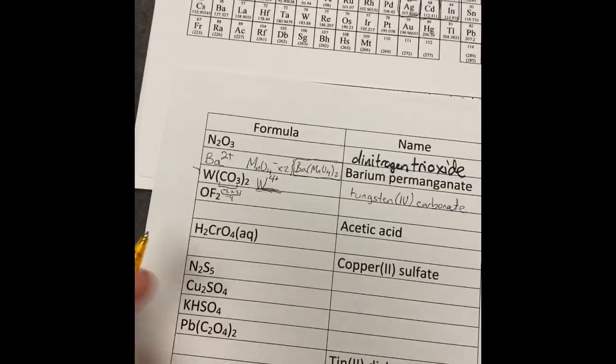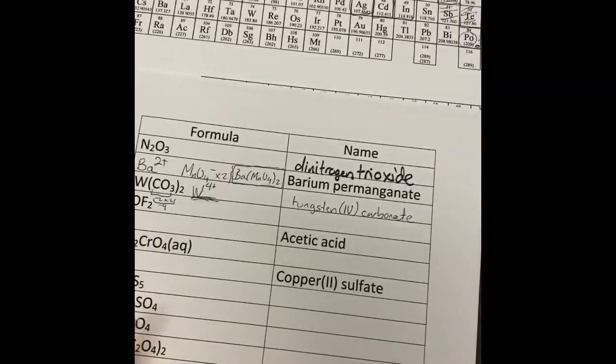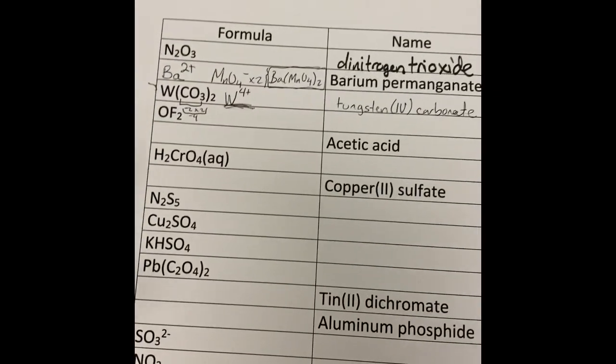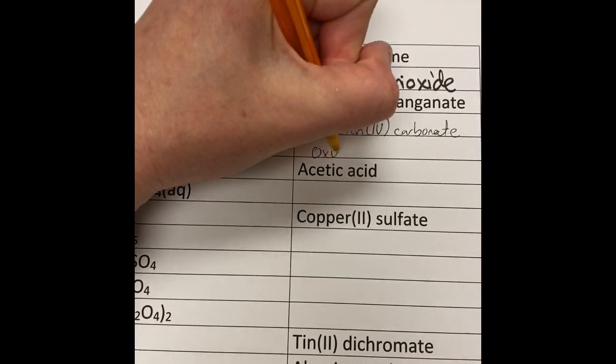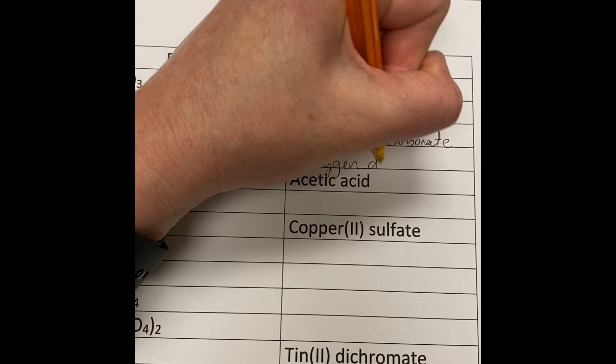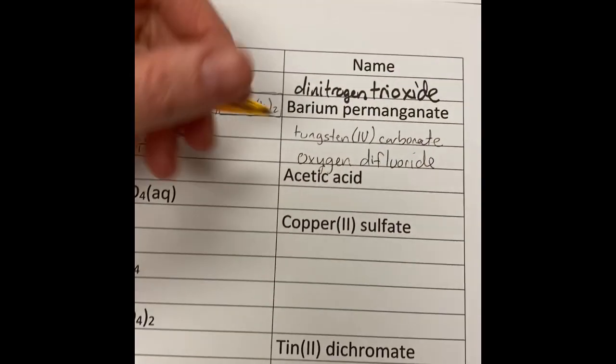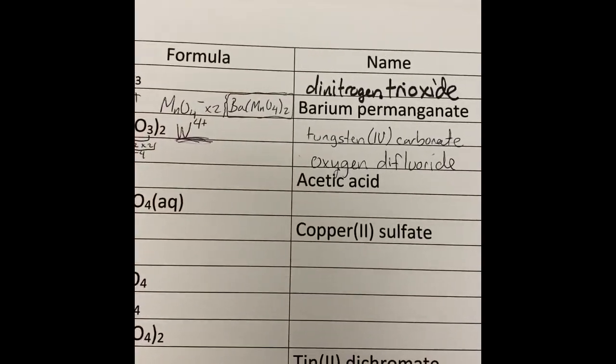All right, move on to the next one, OF2. Well, OF2, they're both non-metals, and that's the only time we can use di, tri, tetra, etc. This is oxygen difluoride. Not monooxygen, we never start with mono.